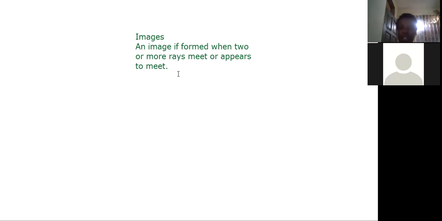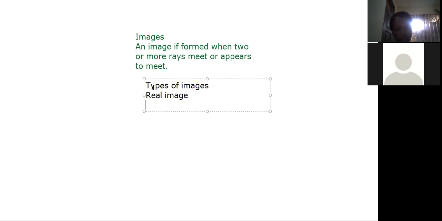Now we have two main types of image formation. Types of images. We have the real image and we have the virtual image. Now let us explain what real images are and what virtual images are.